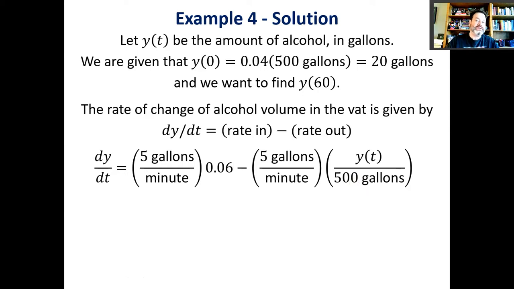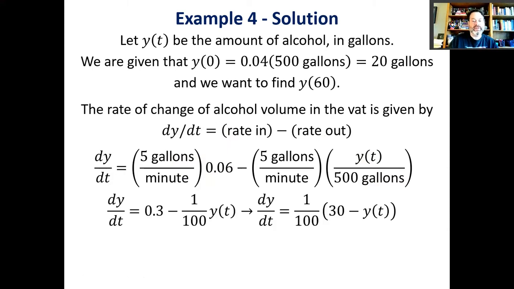And you can see that to start, this makes sense, right? Y of t at the beginning, there's 20 gallons of alcohol here. 20 divided by 500 is 0.04. So you can see that at the very beginning, this makes sense. But a higher concentration of alcohol is coming in, so eventually the amount of alcohol is going to go up.